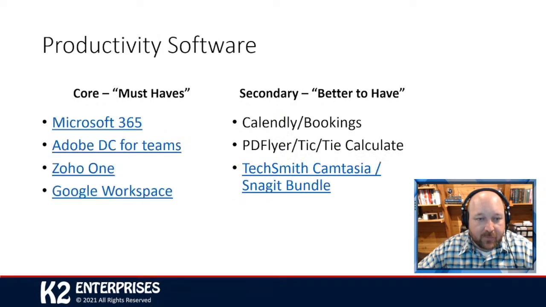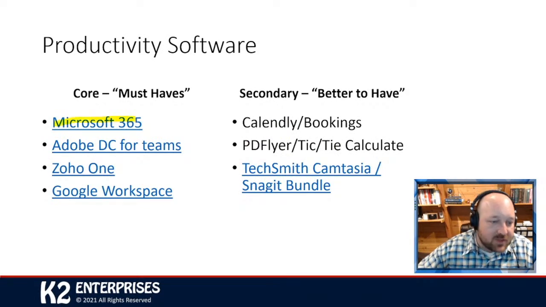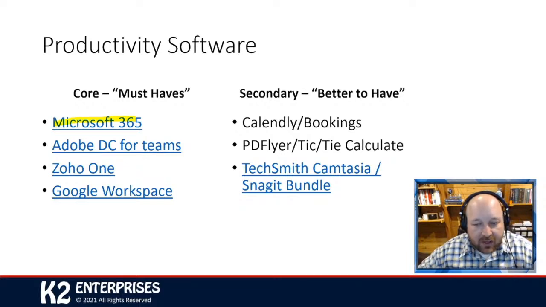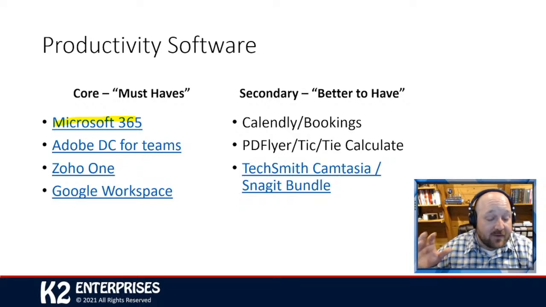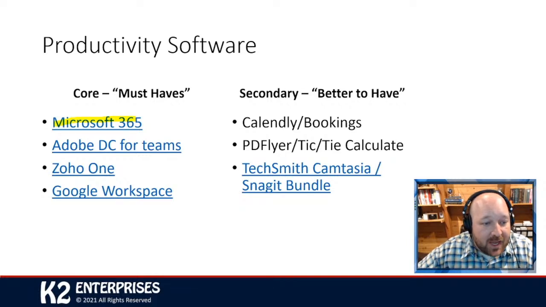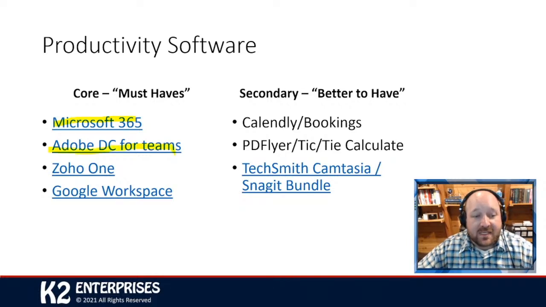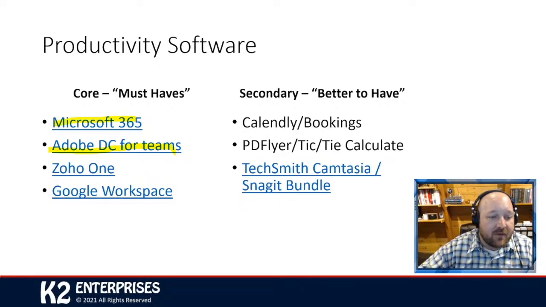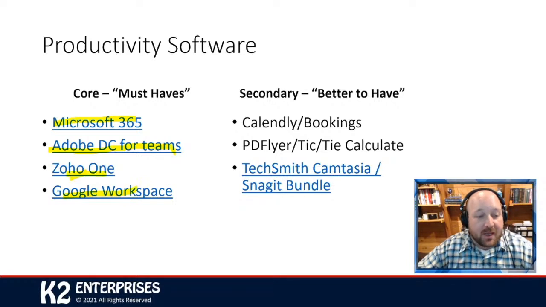On the productivity side of this, in my opinion, an absolute must-have, Microsoft 365 or Office 365. Microsoft 365 is the SMB product. The Office 365 is going to be the enterprise product. Either one, fantastic. Honestly, can't go wrong. Big fan of Adobe Creative Cloud and the Adobe DC platform if you're generating PDFs. If you want something outside of Microsoft, you can't go wrong with Zoho and you can't go wrong with Google Workspace. Zoho, of particular interest, is a really kind of cool solution.